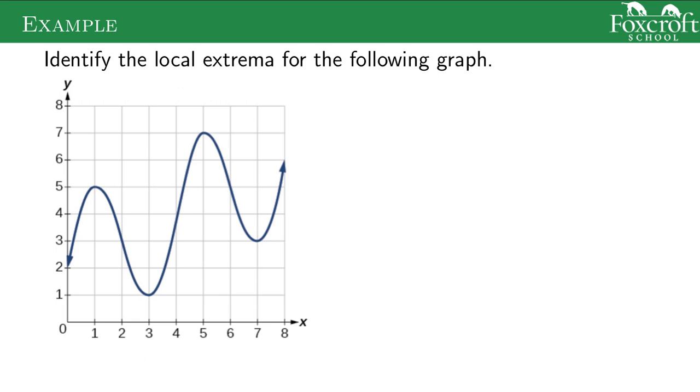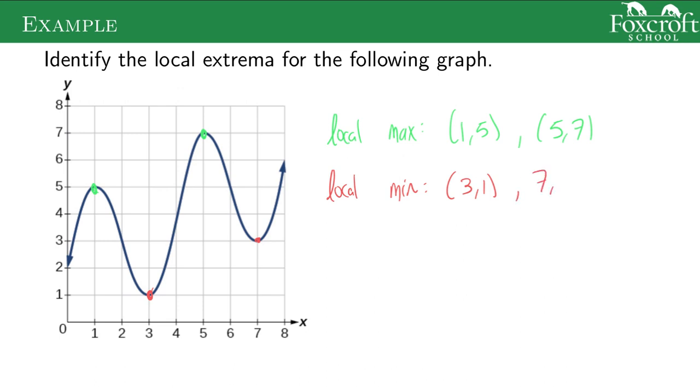One more example, and this example is important to show that you can have multiple local mins and maxes. Every single hill is a local max, every single valley is a local min. We have these two local maxes, one at 1.5 and another one at 5.7. And then for local mins, we have this valley here and this valley here. So we have a local min at 3.1 and 7.3.